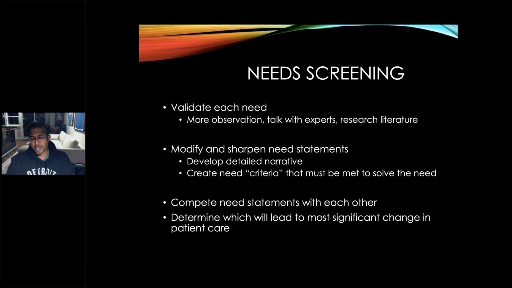You'll slowly not only sharpen and perfect these need statements, but also develop a narrative. To go back to the water balloon fight analogy from before, you could simply say, okay, I want to find a better way to make a water balloon. Well, that's great, but if you present it in a better narrative, it'll provide you with more detail, essentially.